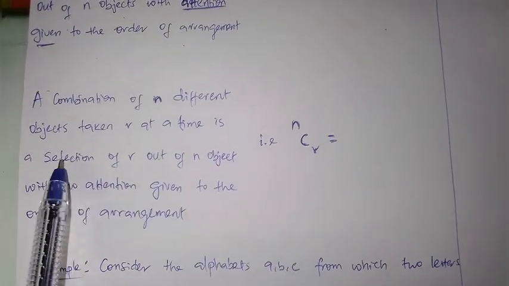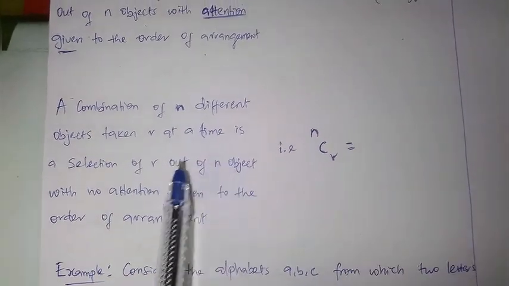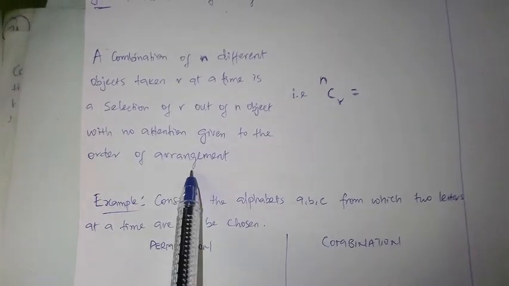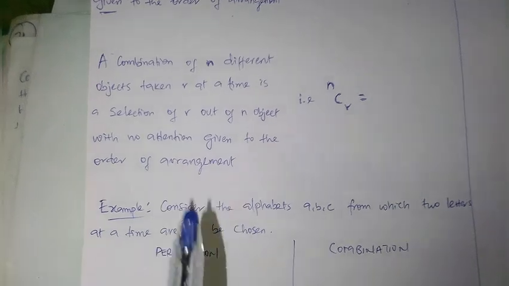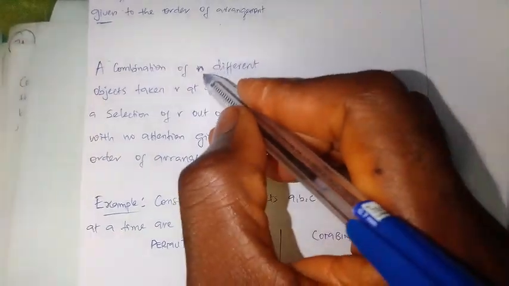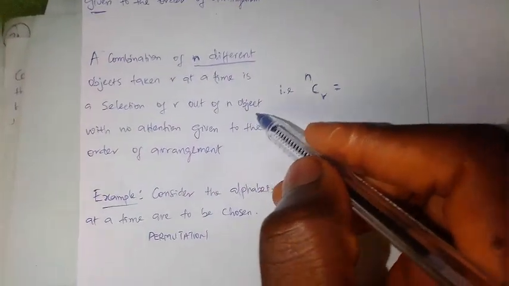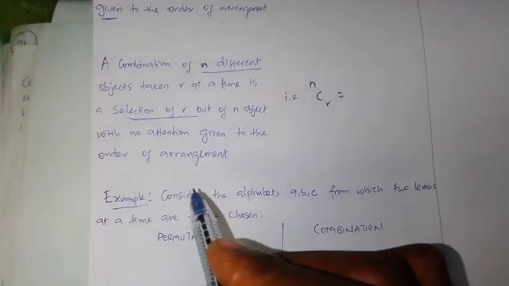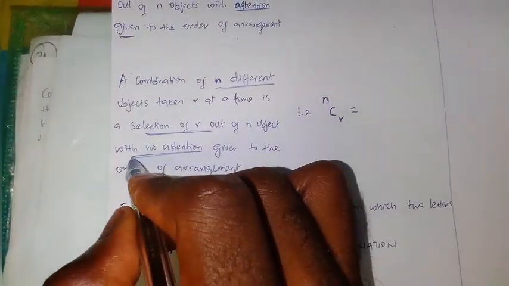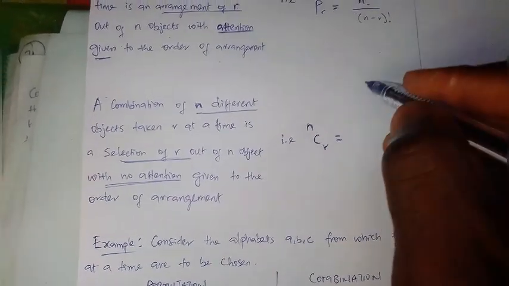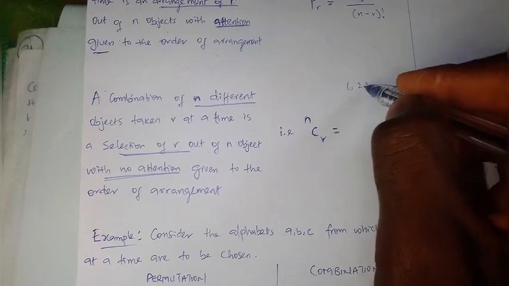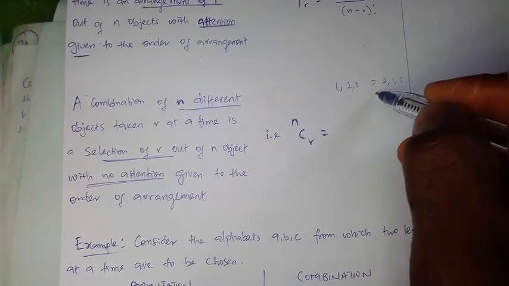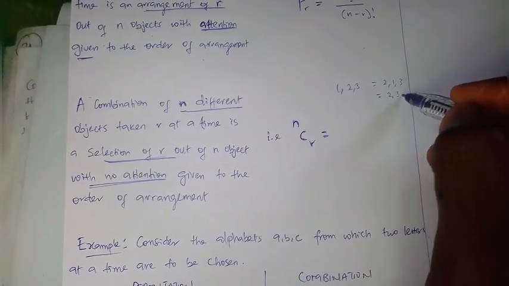The combination of n different objects taking r at a time is a selection of r out of n objects with no attention given to the order of arrangement. Now, in this case, we have n different objects. We have a selection of r, and then with no attention given to order. That is, if I have 1, 2, 3, 1, 2, 3 is the same thing as 2, 1, 3, is the same thing as 2, 3, 1.